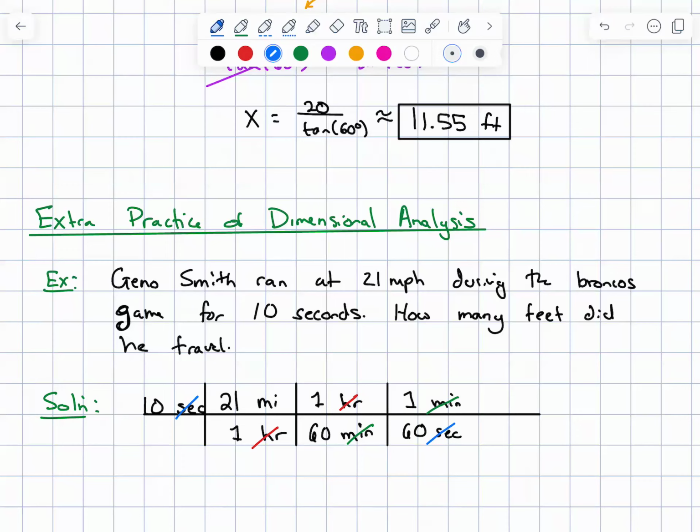So we've gotten rid of our time measurement. All we have left is miles. That's not what the question's asking. It's asking for a feet measurement.